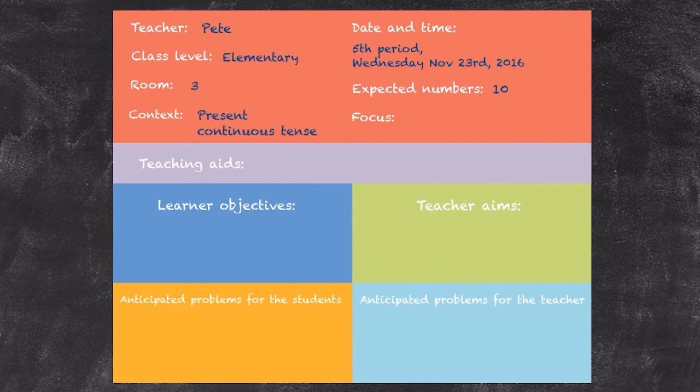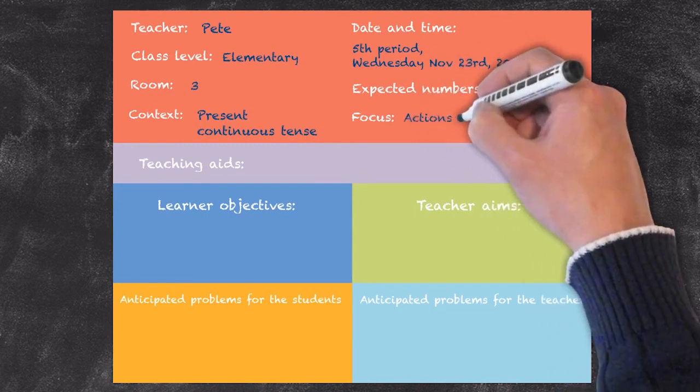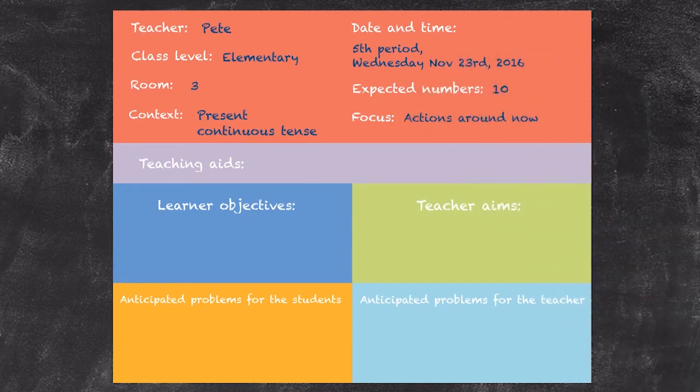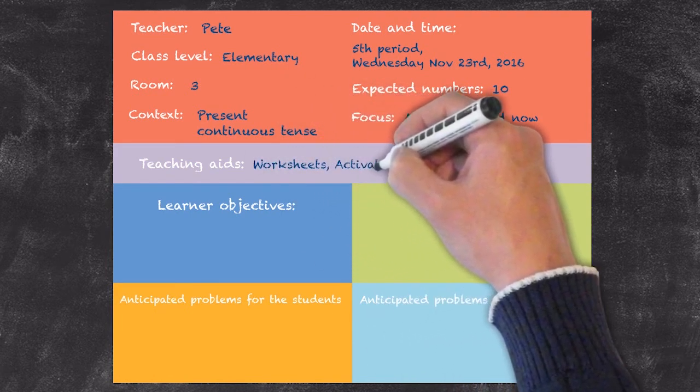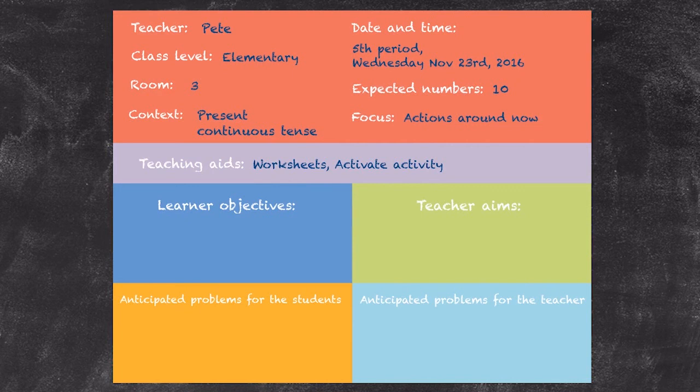So our focus is going to be fairly general, and it's going to look at actions that are happening around now. The teaching aids is basically anything that we bring to the lesson that will help us to teach it. So we know that in our study phase we're going to be using some worksheets, and during the activate phase we're going to be doing an activate activity. So here you can fill in worksheets and activate activity.